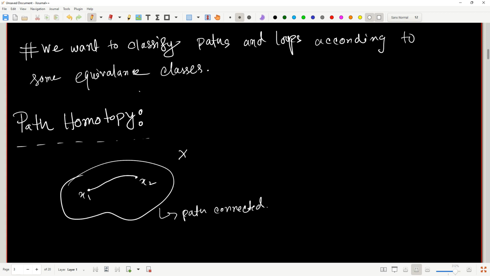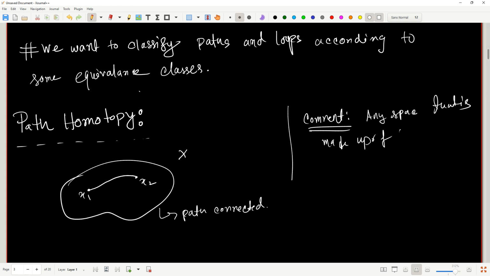Okay, any space that is made up of disjoint parts is path connected. So this is a comment. If I have any space that is made up of disjoint parts, it is path connected.